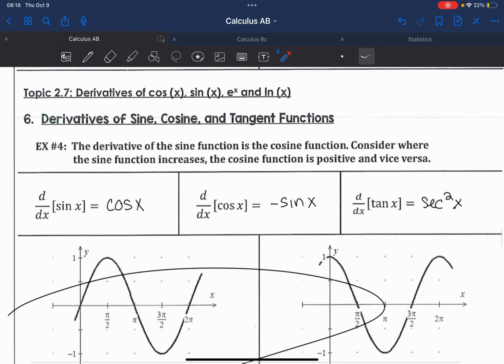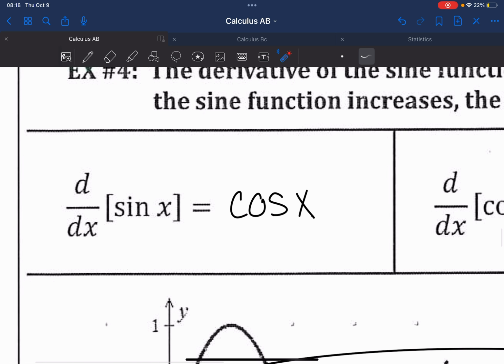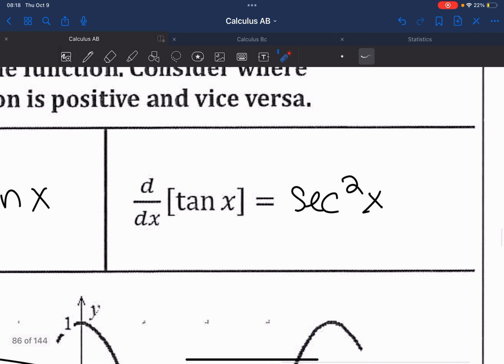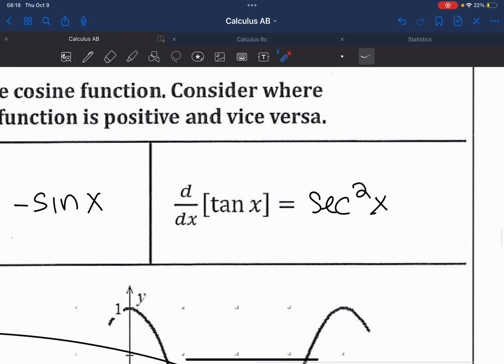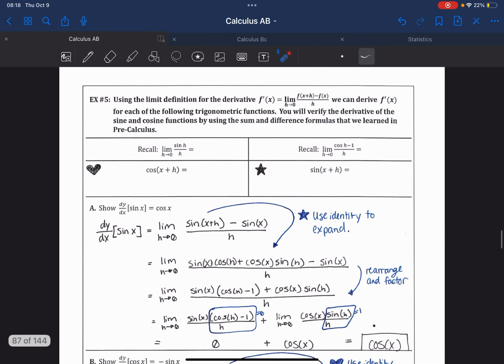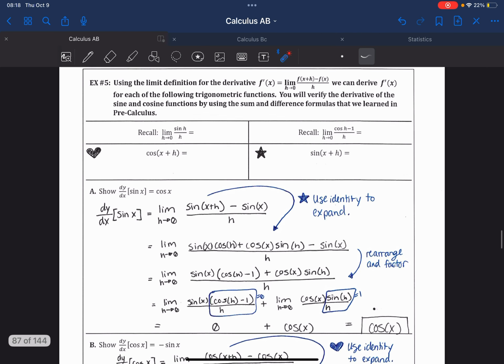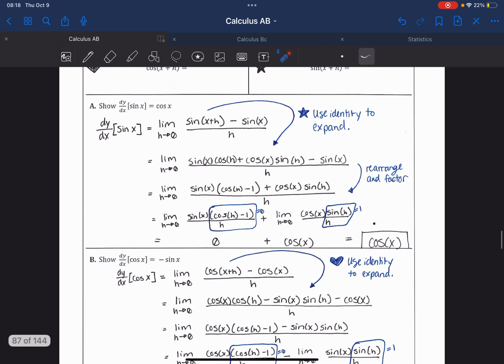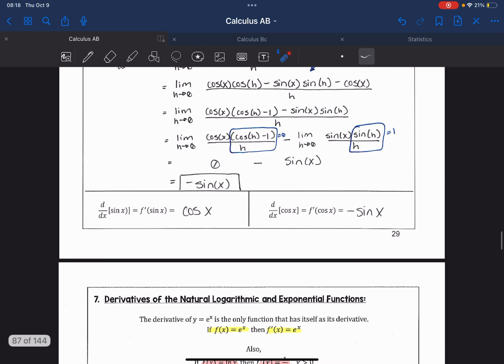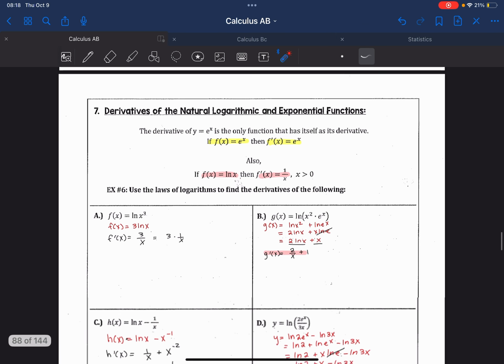Okay, then we have some special derivatives here. And those are the derivatives of the trig functions. So for sine, the derivative is cosine. For cosine, the derivative is negative sine. And for tangent, the derivative is secant squared. Okay, so these would be good ones just to memorize. Okay. This next part is just going on and proving to you why the derivative of sine is cosine, why the derivative of cosine is negative sine, and so on and so forth. You do not need to know how to do those proofs.